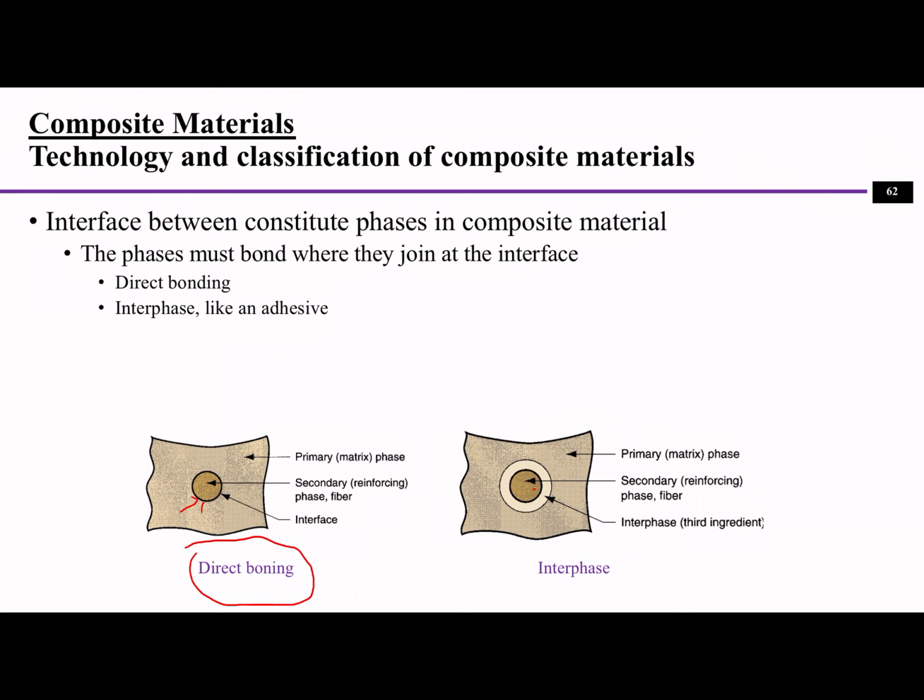So this is the secondary phase, and this is the primary phase. In between there's the interface, where a certain ingredient can be used in order to form the bond between the two materials. The third one will be more like adhesive materials.